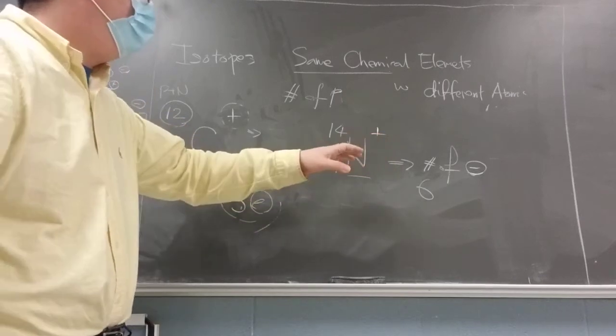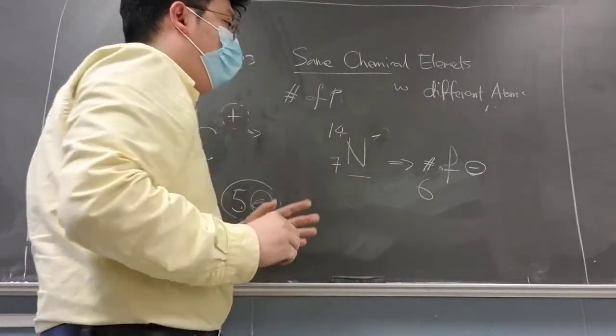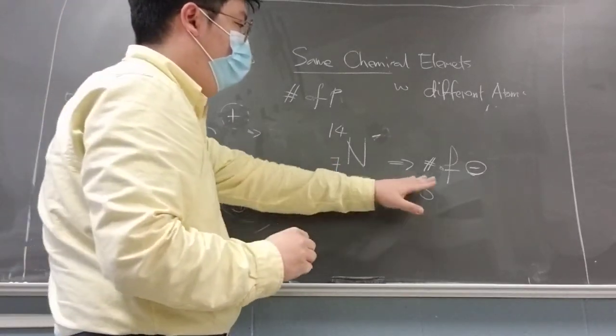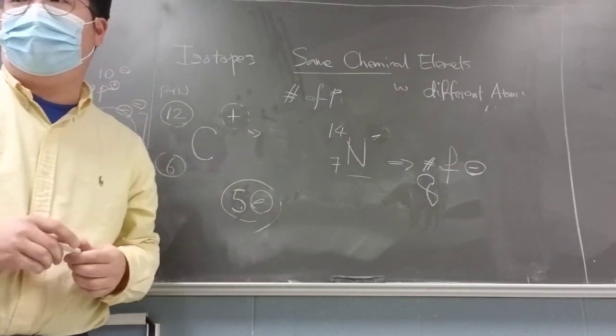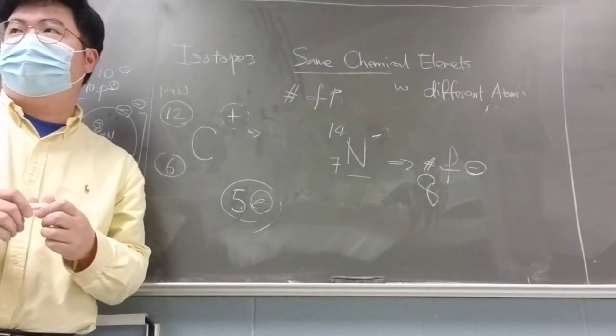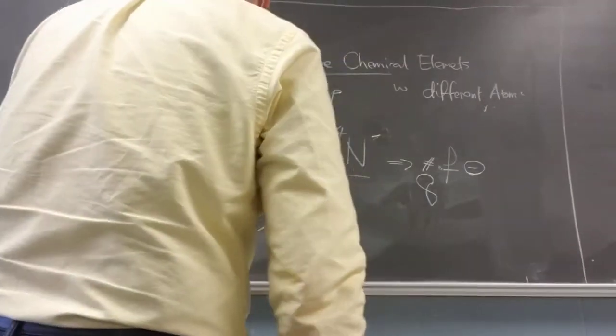Okay. So if that was negative, then now there are 8 electrons there. Make sense, right? We're good? Perfect. You guys are doing so great so far.